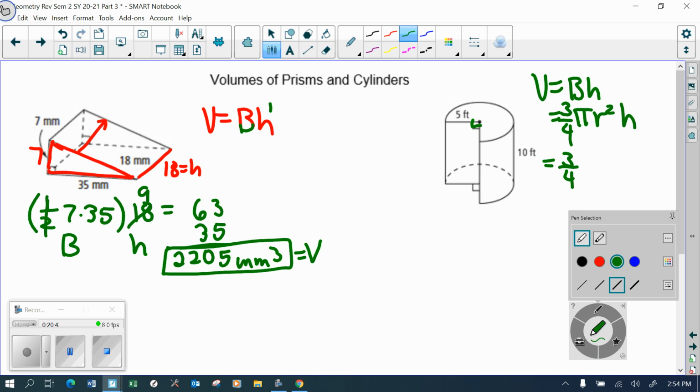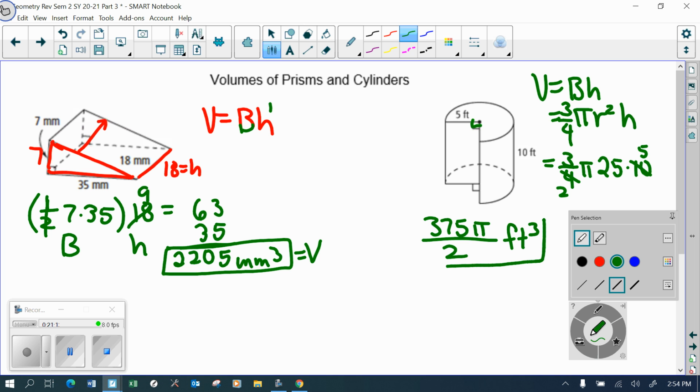So 3/4 pi r squared, I'm just going to put that in right now, r squared is 25, times the h, 10. Okay, so now that counts down to 2 there, and a 5 right there. 5 times 25 is 125. 125 times 3 is 375 pi over 2. And then cubic feet is the exact answer for the volume. Okay, I could just put that in the calculator as well. I'm just practicing mental math skills. All right, next.